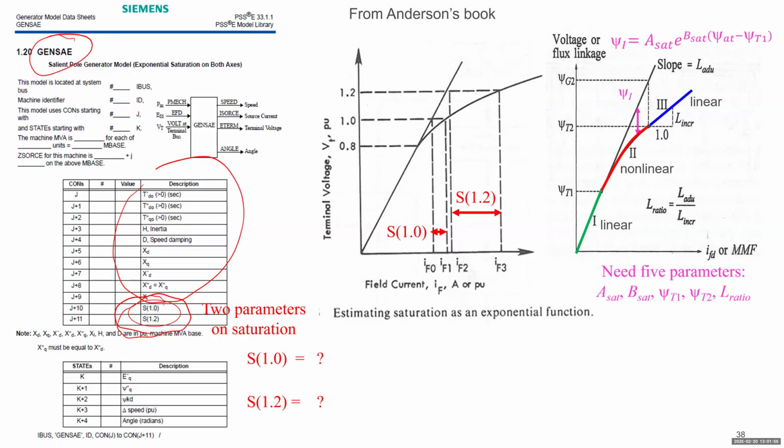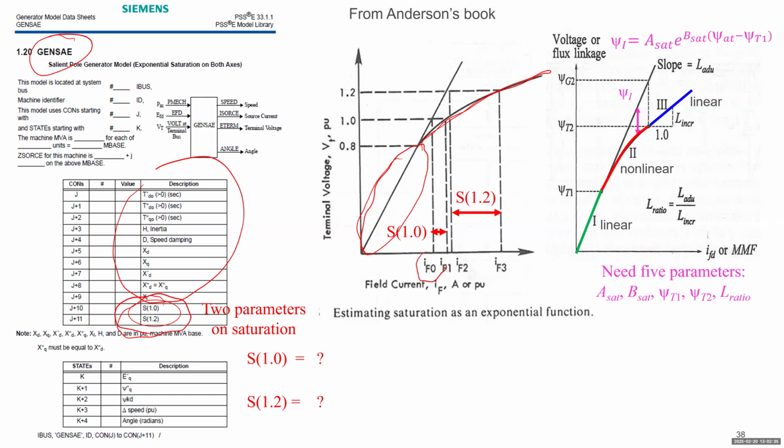A model of how the terminal voltage changes with the field current. So assume similarly that at the beginning when the field current is low, the voltage will change as a linear function, but beyond a certain point it will increase slower due to the saturation. And this part of the function can be modeled by an exponential function. So the two parameters S1.0 and S1.2 are defined as follows.